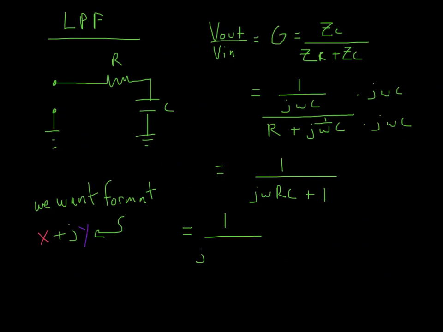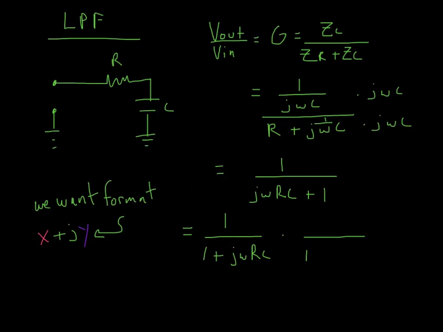Let's back up. I'm just going to switch the order. 1 plus j omega RC, just to make it a little more obvious. So what I'm going to do is multiply the top and the bottom by the complex conjugate, just so that I don't have an imaginary number on the bottom. And you'll see that this will help me get it in the format of like this.